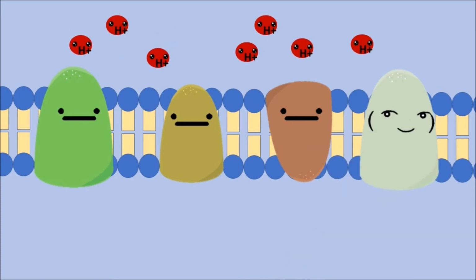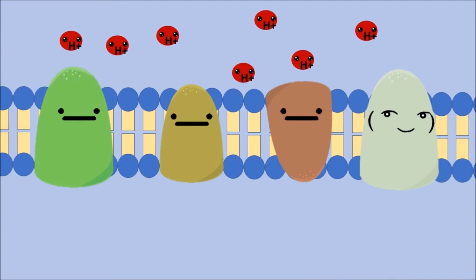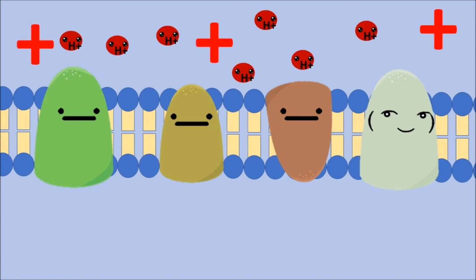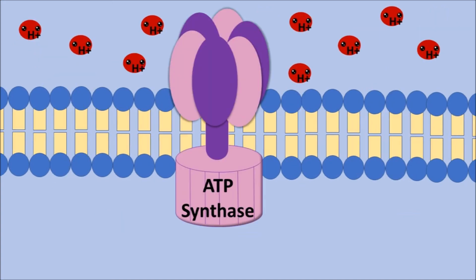Now there's a concentration gradient. There are more protons on one side of the inner membrane than on the other side, which means that the side with more protons is positively charged, while the side with fewer protons is negatively charged. The protons are attracted to the negative side, but they can't cross the inner membrane. What are they going to do? Thank goodness for ATP synthase!